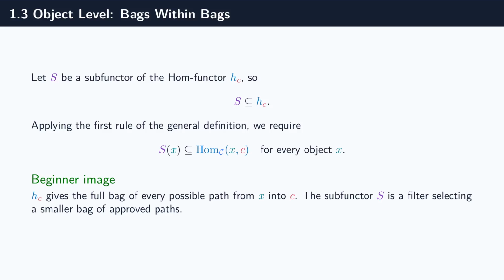Now suppose S is a subfunctor of H sub C. At the object level, this means that for every object X, S of X is a subset of Hom from X to C. The full Hom set is the bag of all arrows from X into C. The subfunctor S chooses a smaller bag of approved arrows. But again, the choices must be consistent with the arrow action.